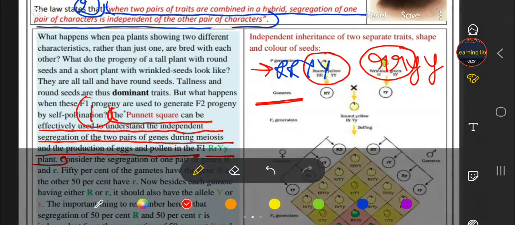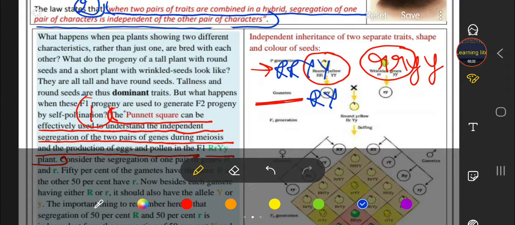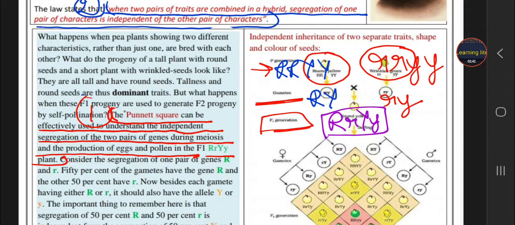And what are the gametes, student? The gametes are here capital R capital Y, and here the gamete is small r small y. And what is the F1 generation? F1 generation is the combination of both. This is our F1 generation. Now what to do about the F2 generation? F2 generation is formed by the self pollination of the F1 generation.